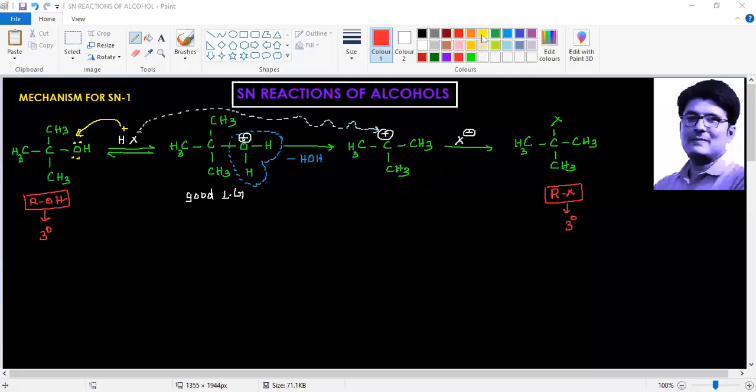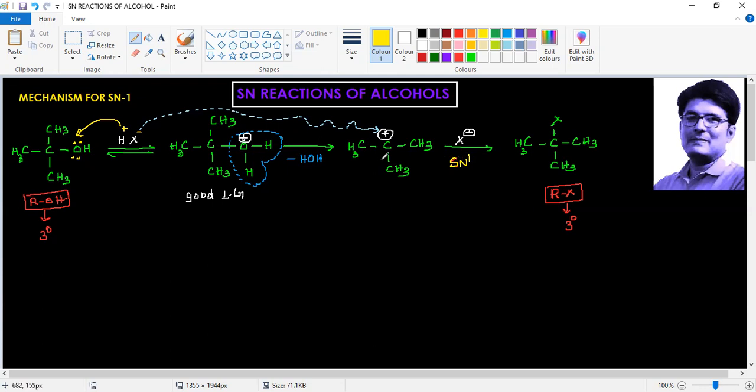Here, once the carbocation is obtained, it follows SN1. I would like to show the conversion of alcohols through this step. From this step we can also move in another way. I will show you another way too. So the carbocation is formed in SN1.